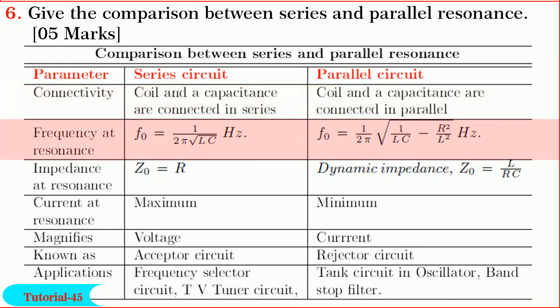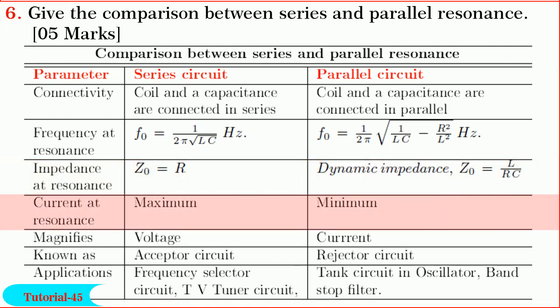Frequency at resonance in series circuit is f naught is equal to 1 divided by 2 pi root LC, whereas in parallel circuit f naught is equal to 1 divided by 2 pi into square root of 1 divided by LC minus R square by L square hertz. Impedance at resonance in a series circuit is Z naught is equal to R, whereas in parallel circuit, dynamic impedance Z naught is equal to L divided by RC.